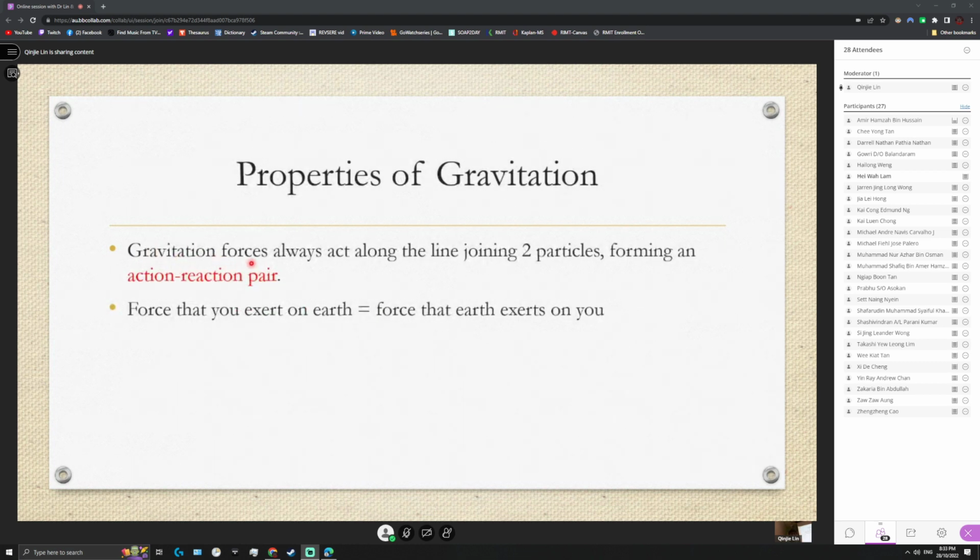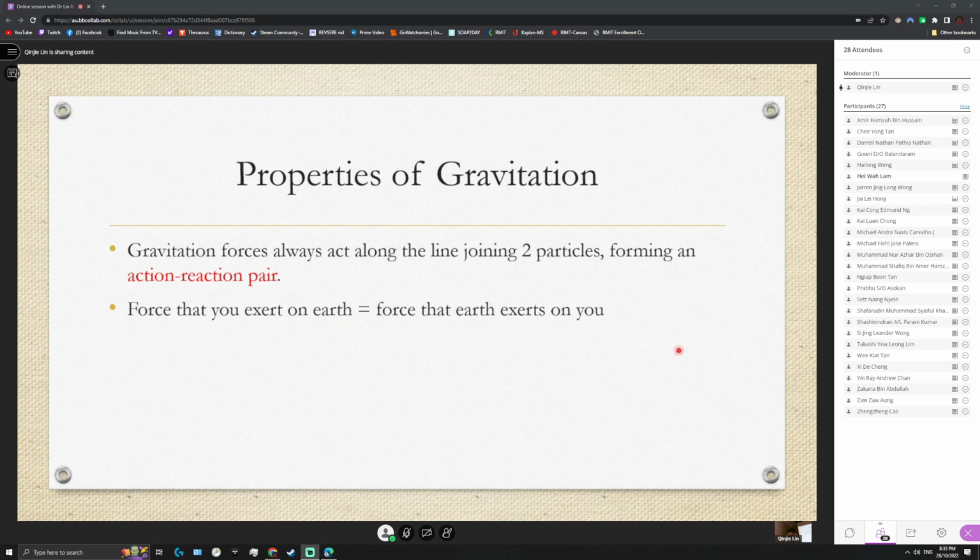Gravitation forces always act along the line joining two particles, forming an action-reaction pair. So if you have two objects placed close to each other, they will attract each other, and that force will be along a straight line joining the two of them. The force that you exert on Earth is the force that Earth exerts on you.